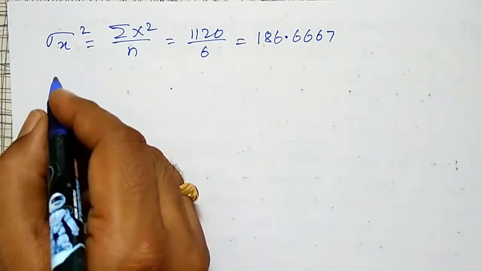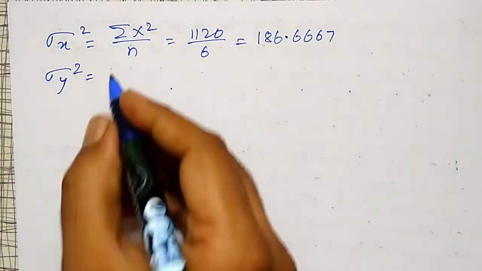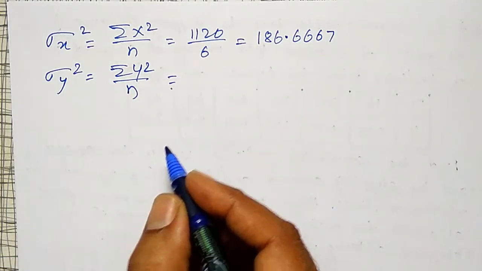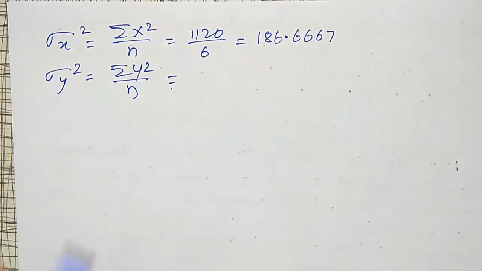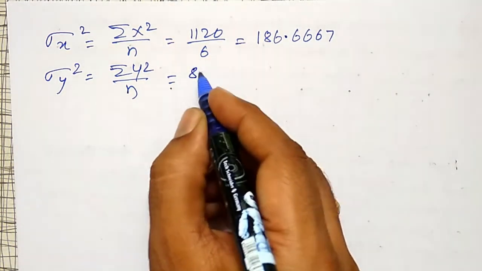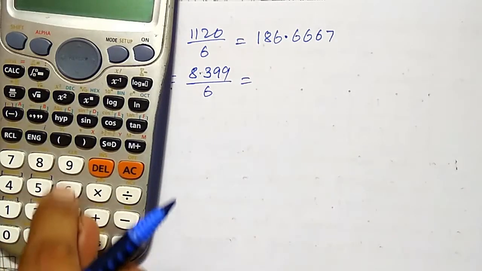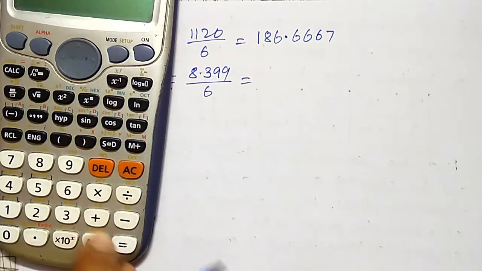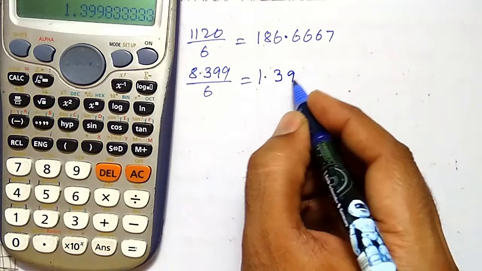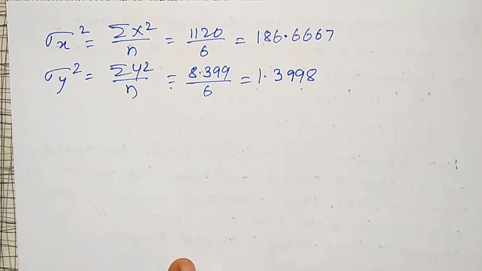186.6667 I can make. Similarly, sigma y square, the variance in y, is summation capital Y square divided by n, that is 8.399 divided by 6, and it comes out to be 1.3998.